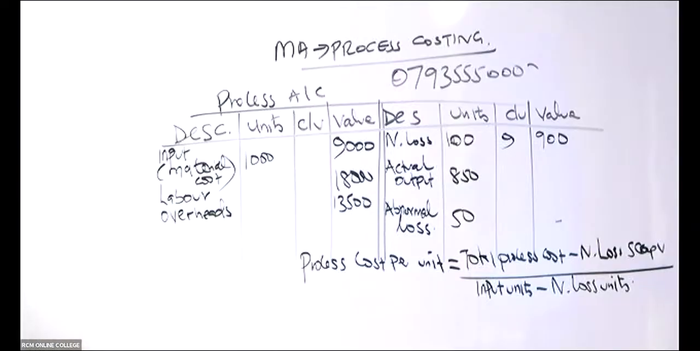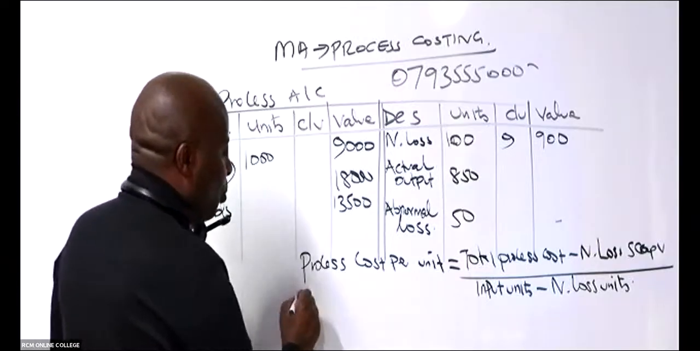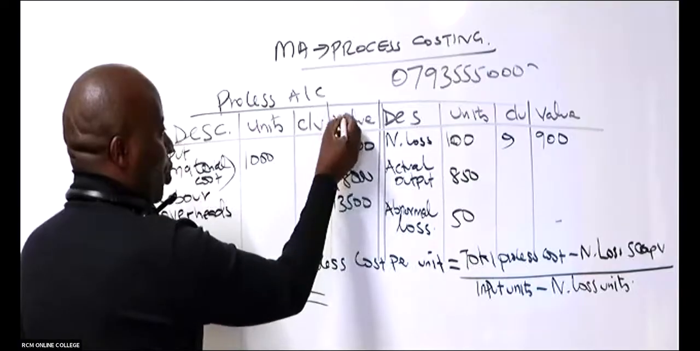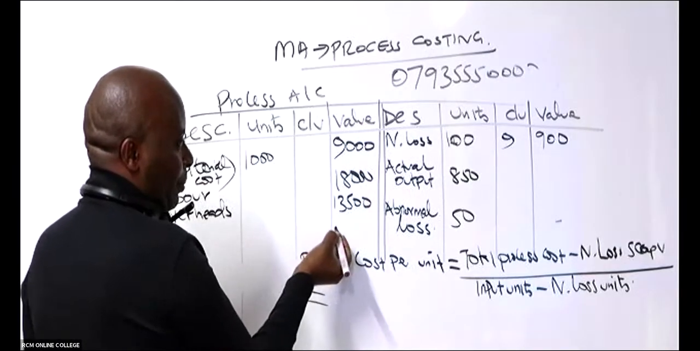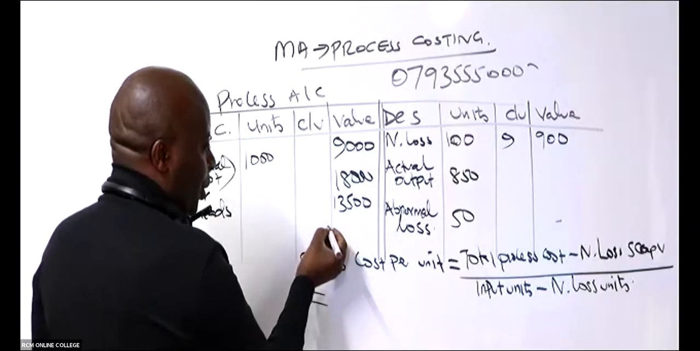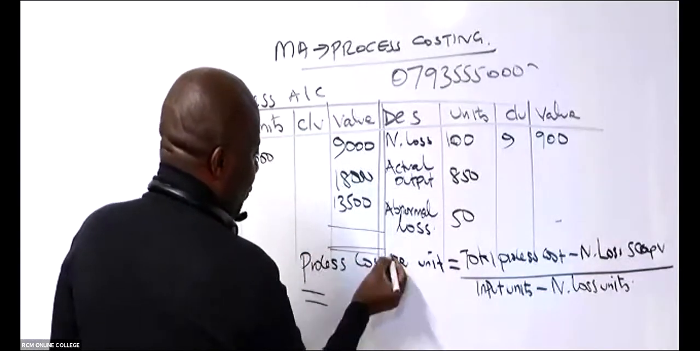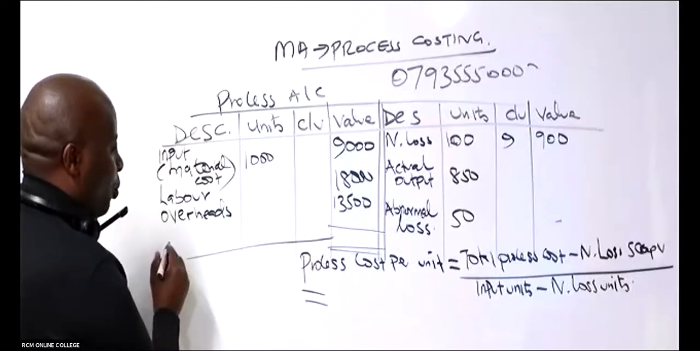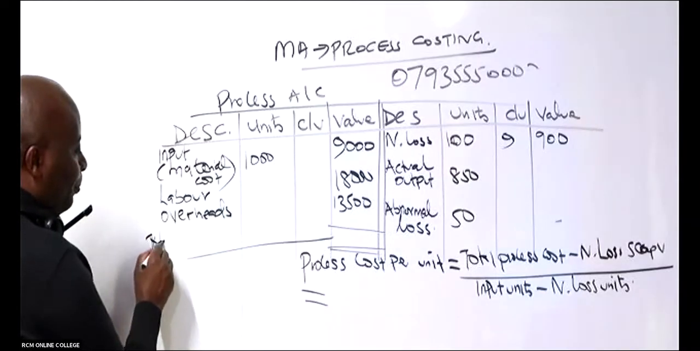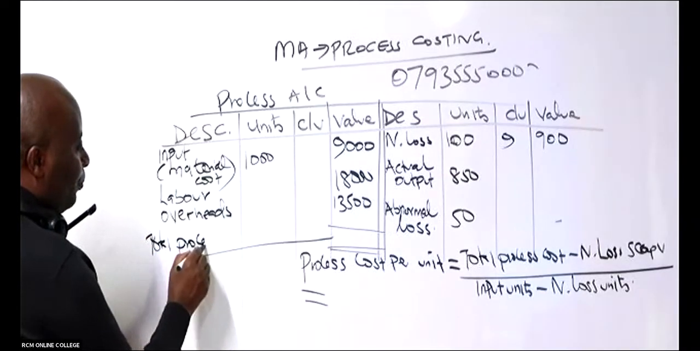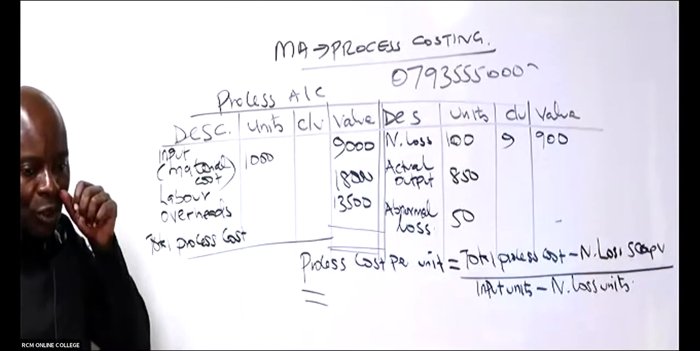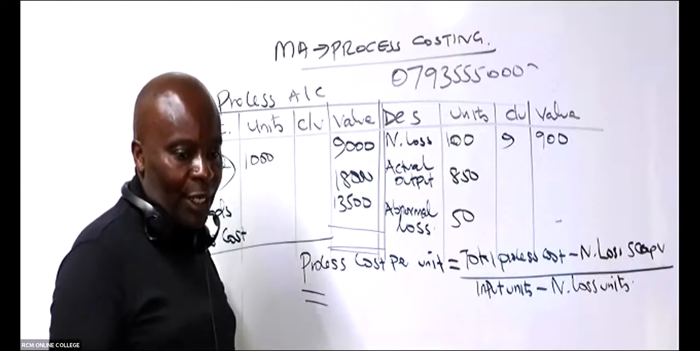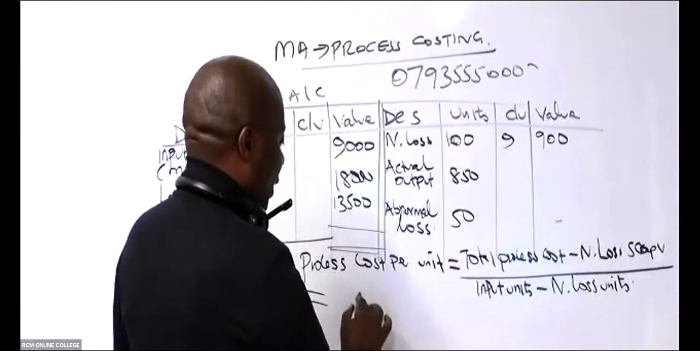So in this case, can somebody give me the total process cost? Total process cost, you add these expenses on the debit side. Add all of them. Anybody who is able to give me this figure, this will be the total process cost. Total process cost, I'm being told, is 4,500.